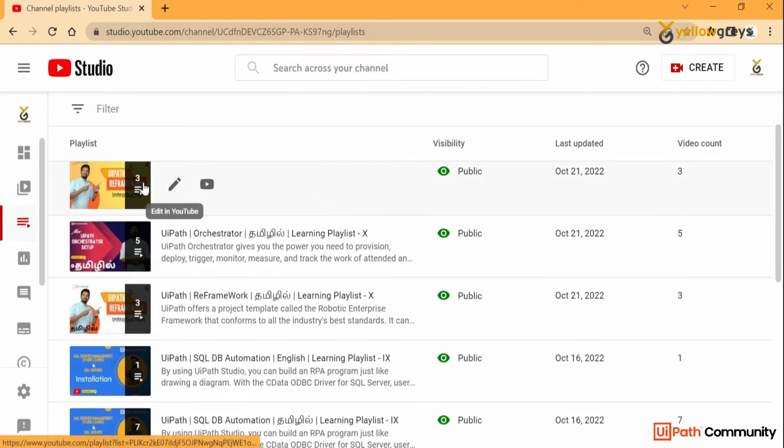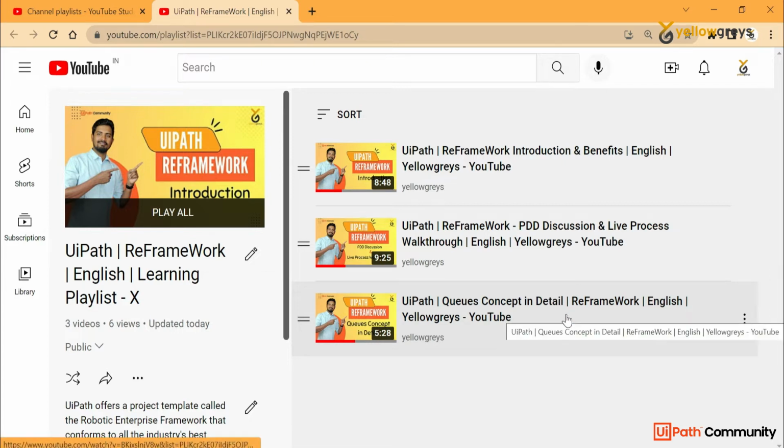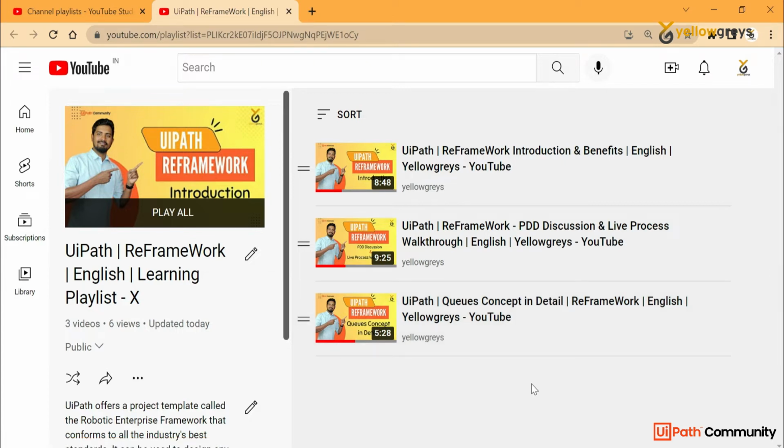If you look at this playlist, we have already seen the REFramework introduction and the PDD discussion, and we had a live process walkthrough, and we also saw the queue concept in detail. Now we are going to see the dispatcher solution design document, what a dispatcher bot is, and the upcoming videos will be the performer solution design document.